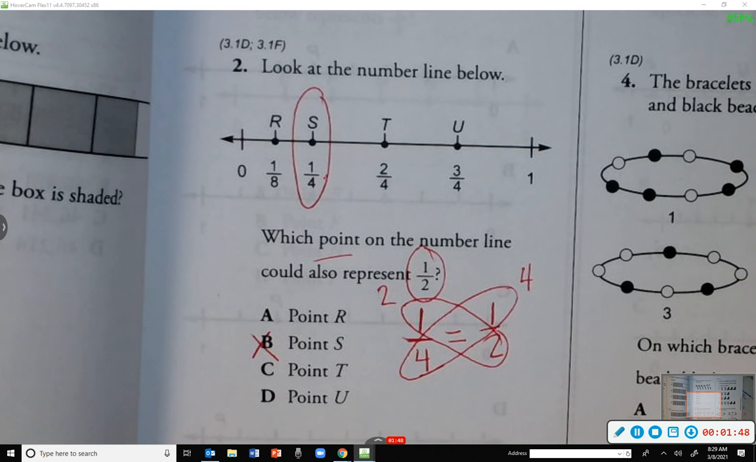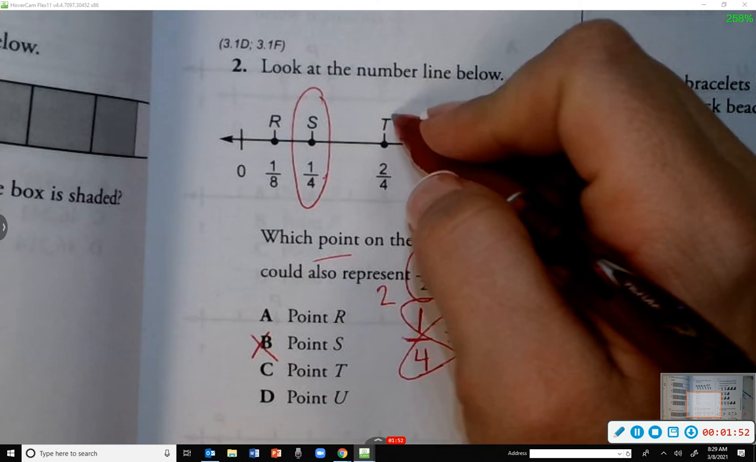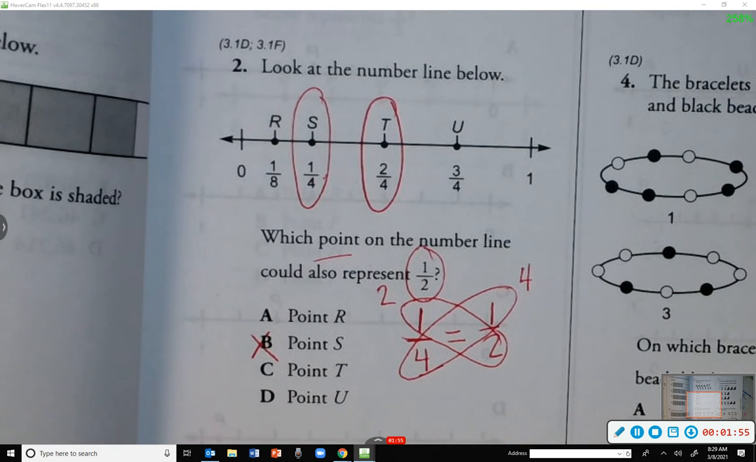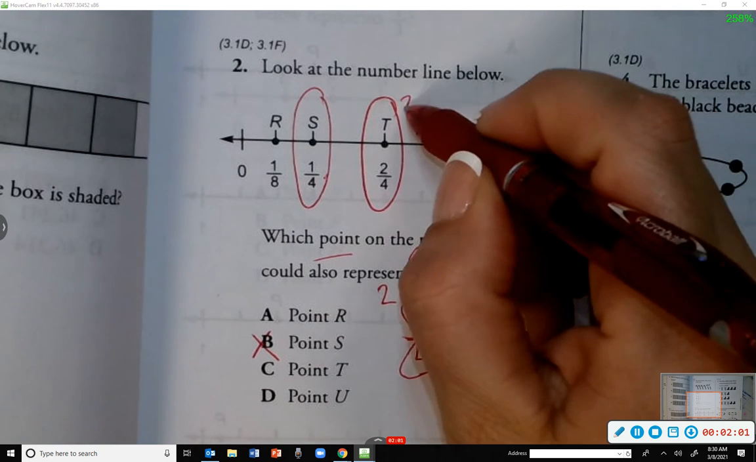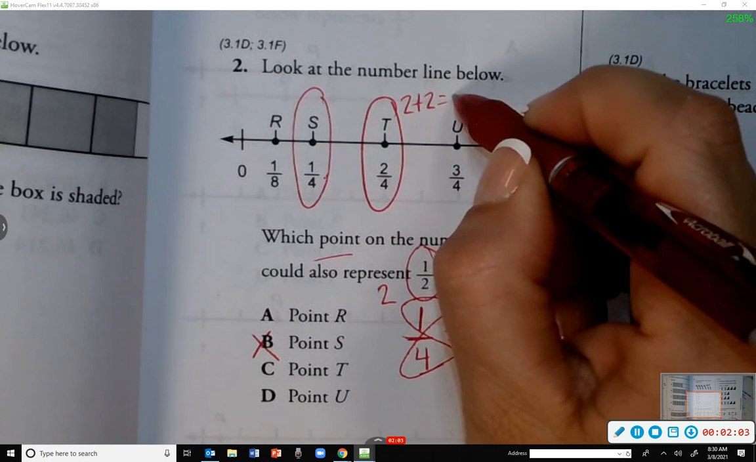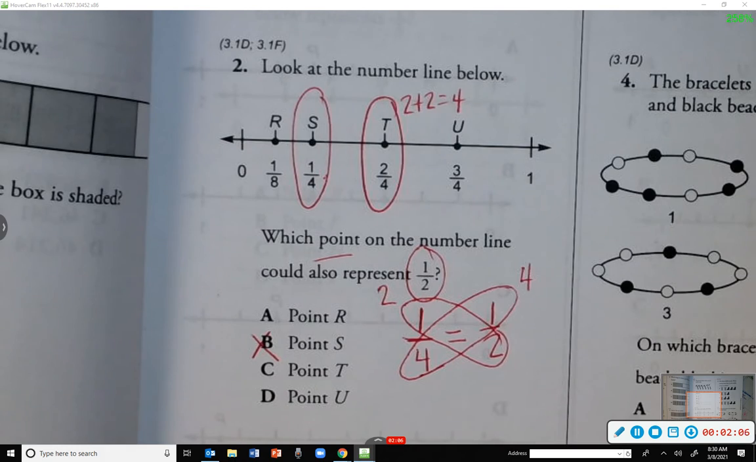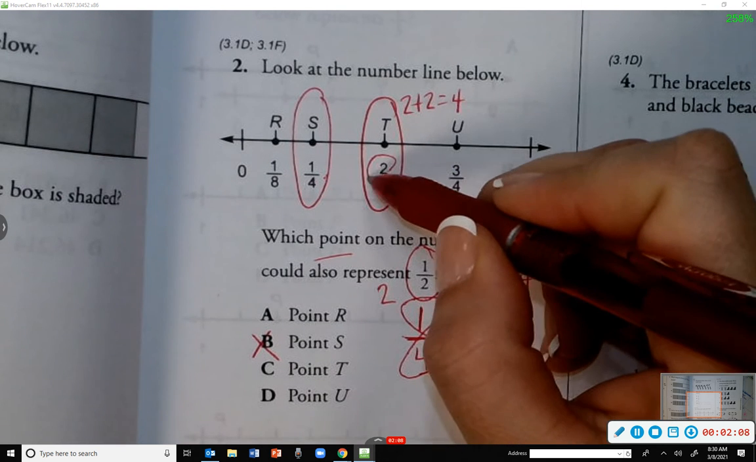Kaylee, what do you think? I think T because 2 plus 2 equals 4. Okay, she thinks T because we've learned a few ways to tell if a fraction equals 1/2. If you take the numerator, which is 2, and add it to itself, it equals 4. So that tells me this is 1/2.